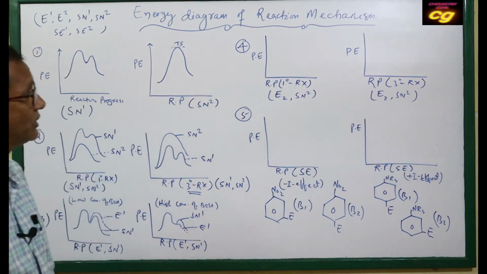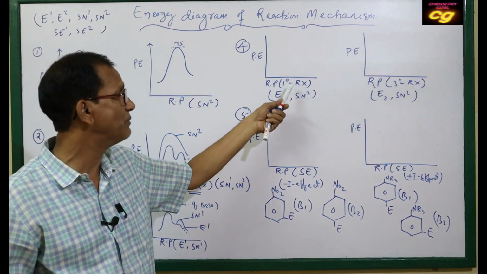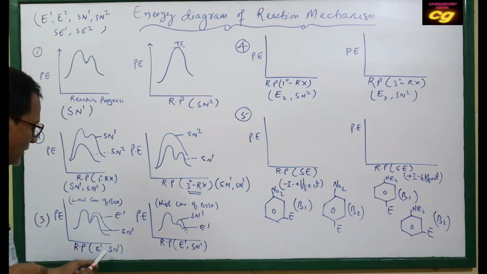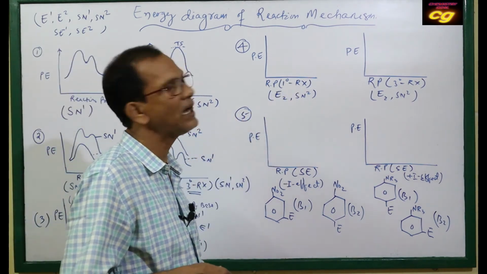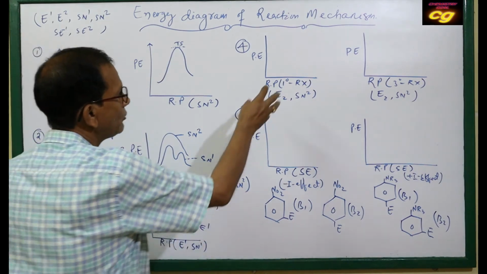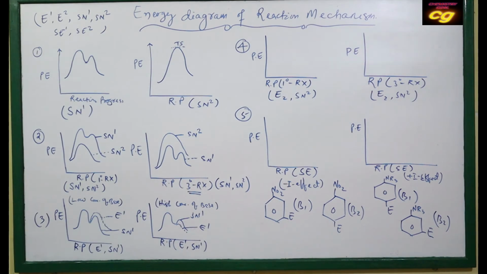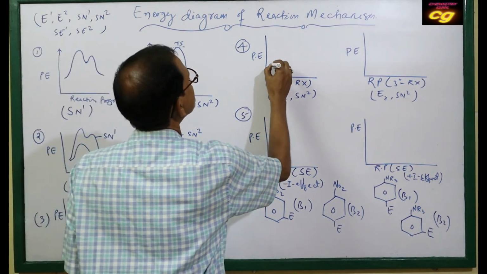Similarly, here is the potential energy versus reaction progress for primary haloalkane and E2, SN2. Already we have discussed E1, SN1, E2, SN2. As it is primary haloalkane, SN2 will be preferred. Substitution reaction will be preferred. That's why the graph will be like this.